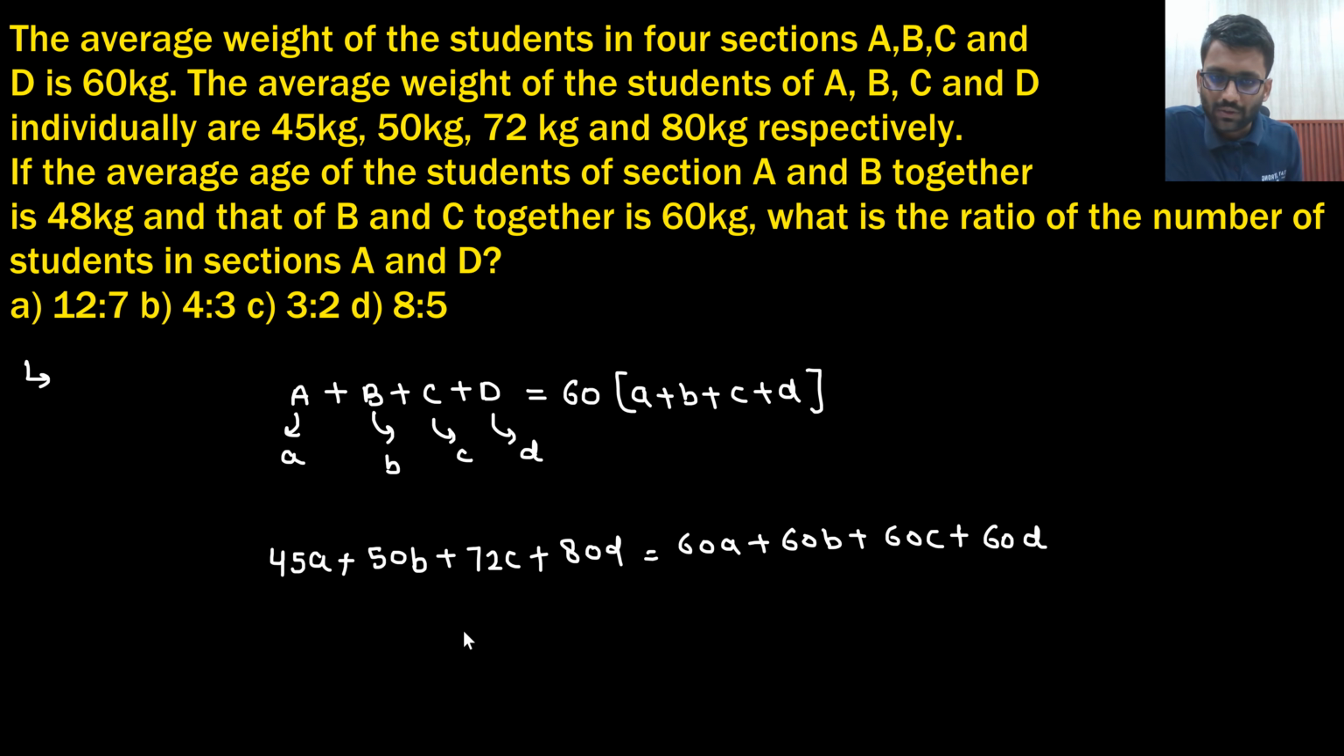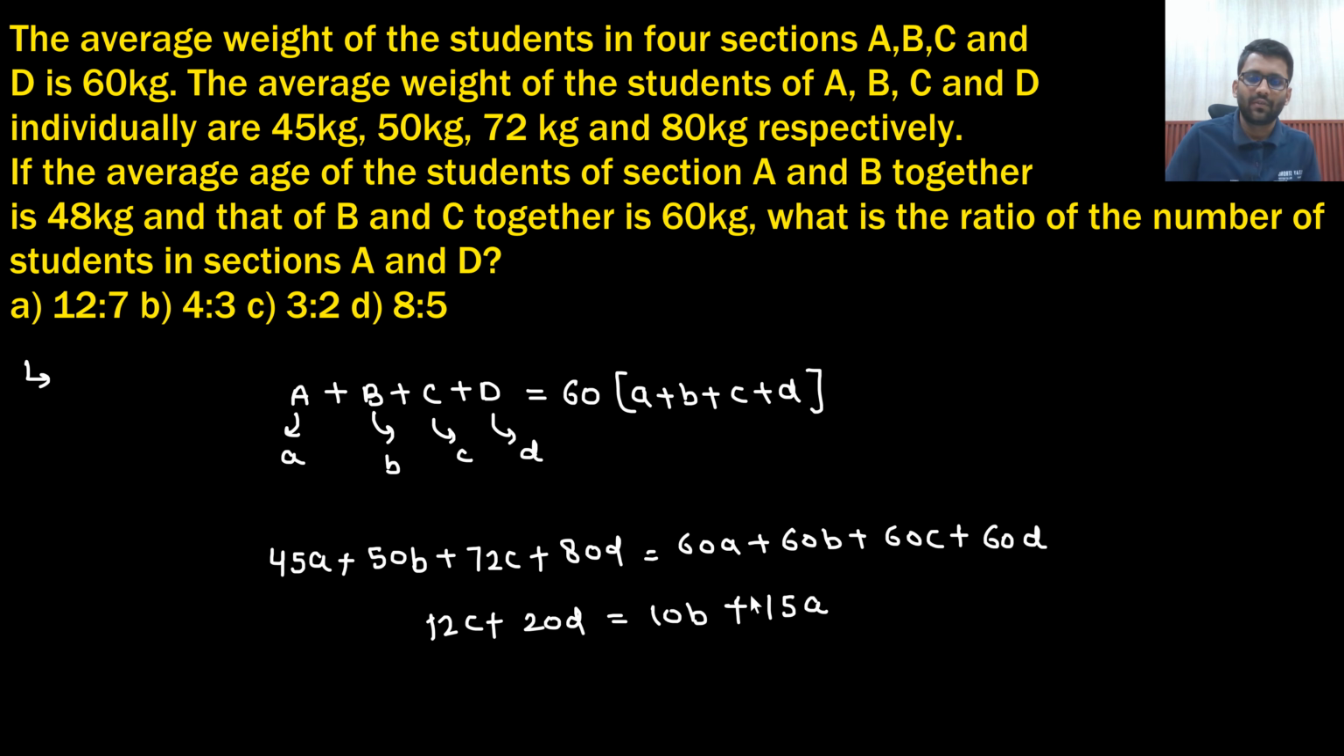Okay, so let's first solve this equation. Here 12C plus 20D is equal to 10B plus 15A. Do you agree to my point? 15A plus 10B is equal to 12C plus 20D, right? This is equation 1. Now what else are they saying? If the average of the students of sections A and B together is 48 kg, the average of A and B together is 48 kg.